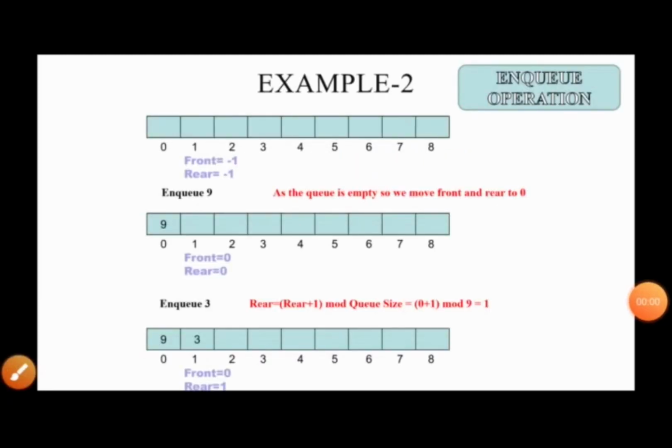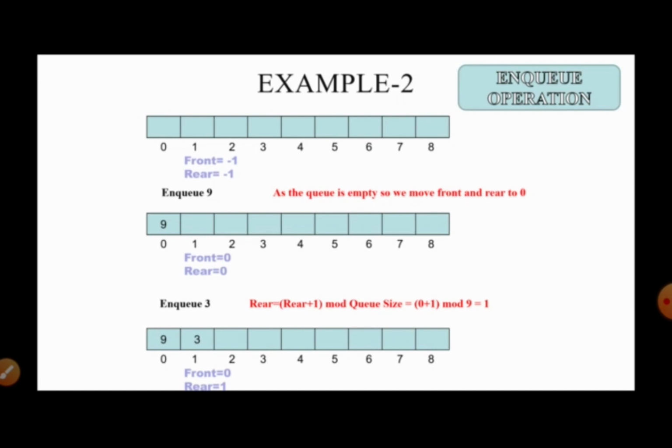So what is a circular queue? To understand the concept of a circular queue, let us start with an example. When we create an object of a queue, initially front and rear both have the value -1.